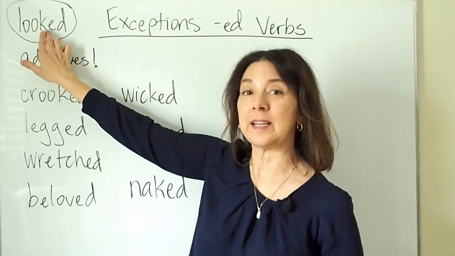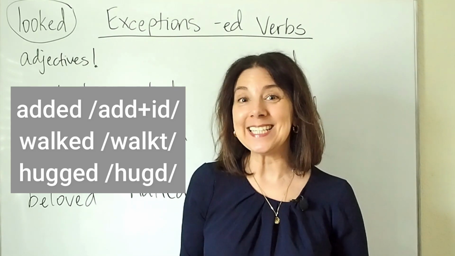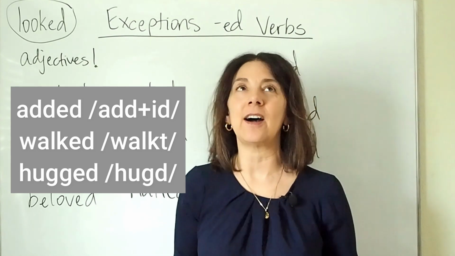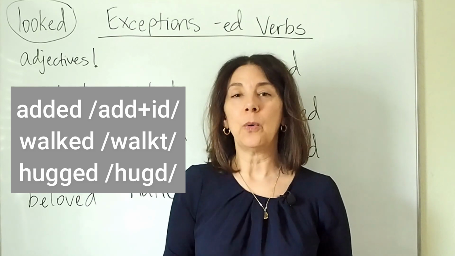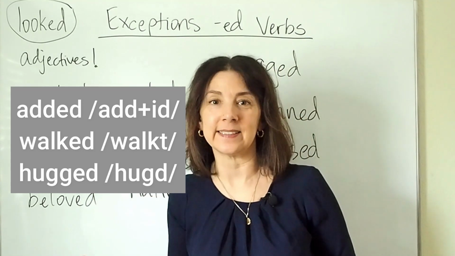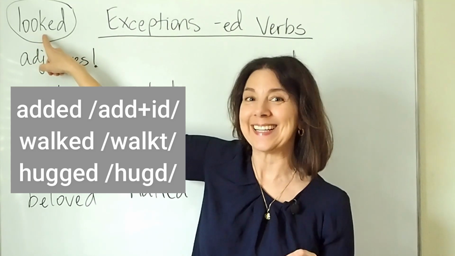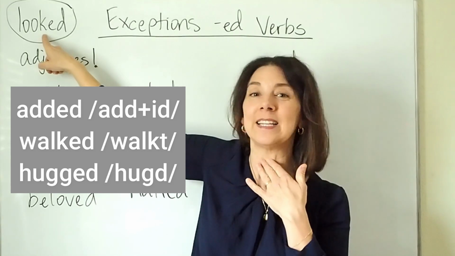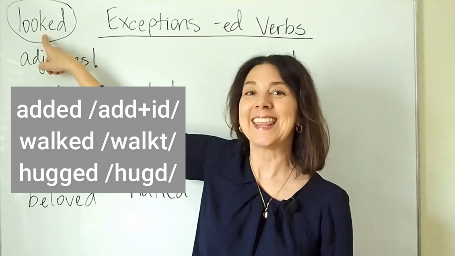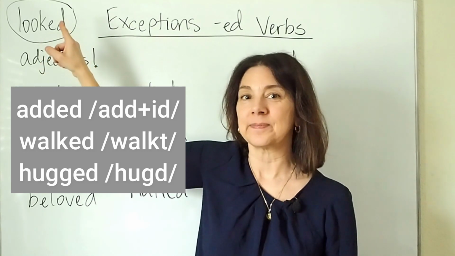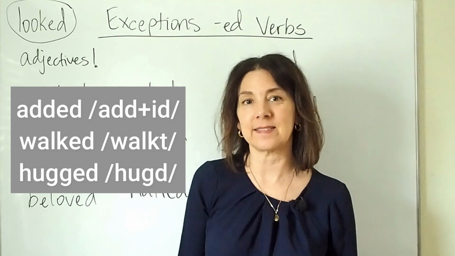So if we look at this example here, we have the verb look. When we add ed, we have to decide, are we going to add the sound t? Are we going to add the sound d, which is voiced? Or do we add another syllable, ed? The rule is that when the verb ends in a voiceless sound, meaning that there's no voice, the k is voiceless, then we add the sound t. That means that this verb sounds like looked in the past tense.